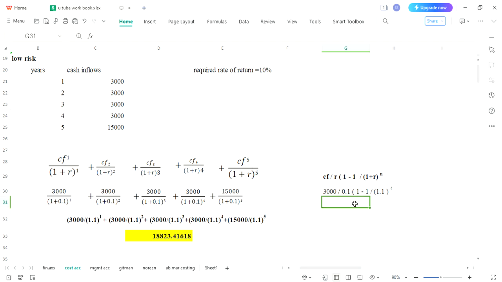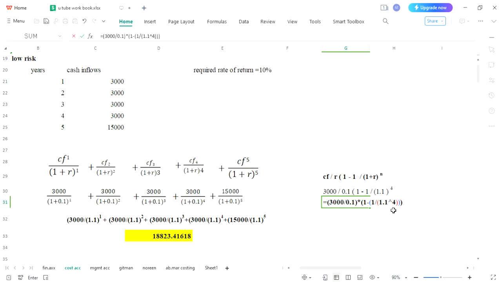Now let's start putting it on our calculator. First 3000 would be divided by 0.1, close your bracket, then you need to multiply, start your new bracket, 1 minus, again you will start your bracket, and then 1 divided by 1.1 raised to power 4, and close your brackets. So in this way all brackets are closed.